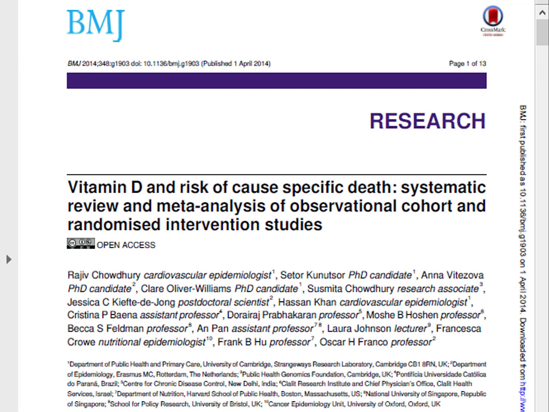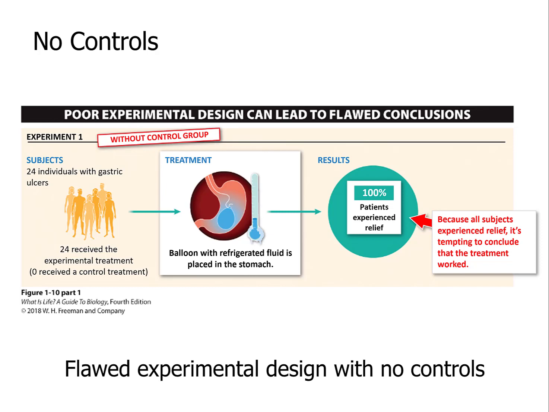So here's a study: Vitamin D as a cause of specific death. A systematic review and meta-analysis of observational cohorts. In other words, it's a data mining study and randomized intervention. And so what they ran with this is vitamin D and specific death. Poor experimental design can lead to flawed conclusions, which is terrible.